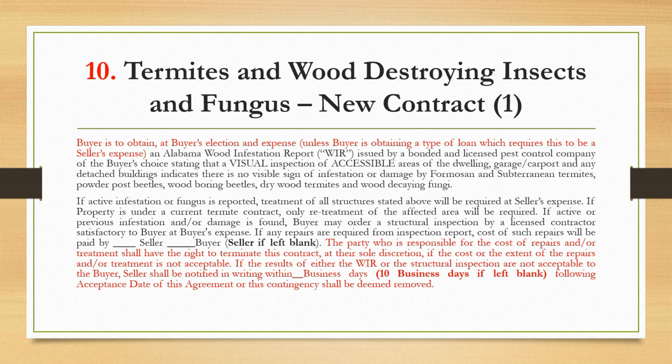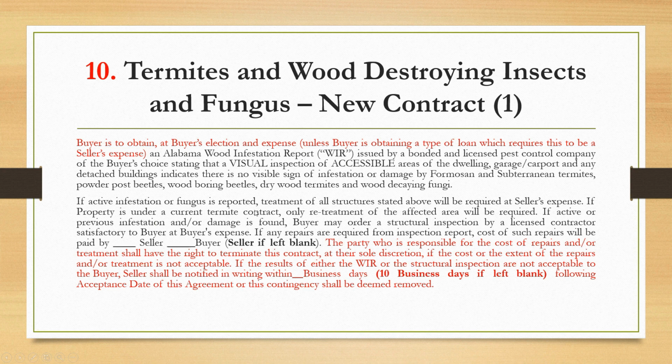We've made a carve out to that requirement in the case that the buyer is obtaining a loan type which requires this to be a seller's expense, for example, a VA loan, and I think maybe sometimes FHA loans require this to be a seller's expense. But typically the buyer is going to get their own wood infestation report from the company of their choosing and at their expense.